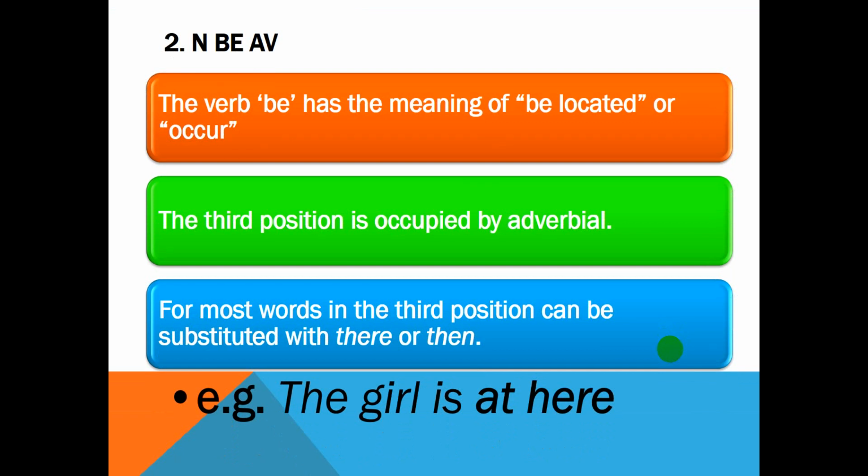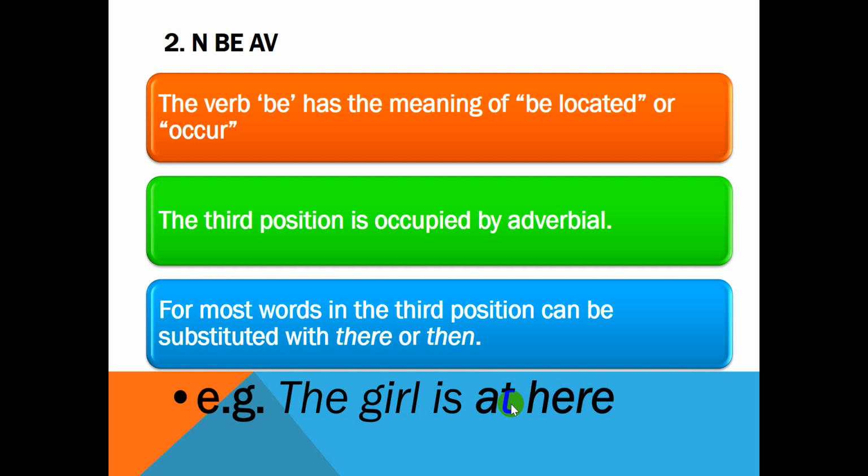The second pattern is noun be adverb. The verb be here has the meaning of be located or occur. And then the third position must be occupied by an adverbial. Adverbial is another part of speech that fills the position of adverb. So it can be in the form of a prepositional phrase like this.